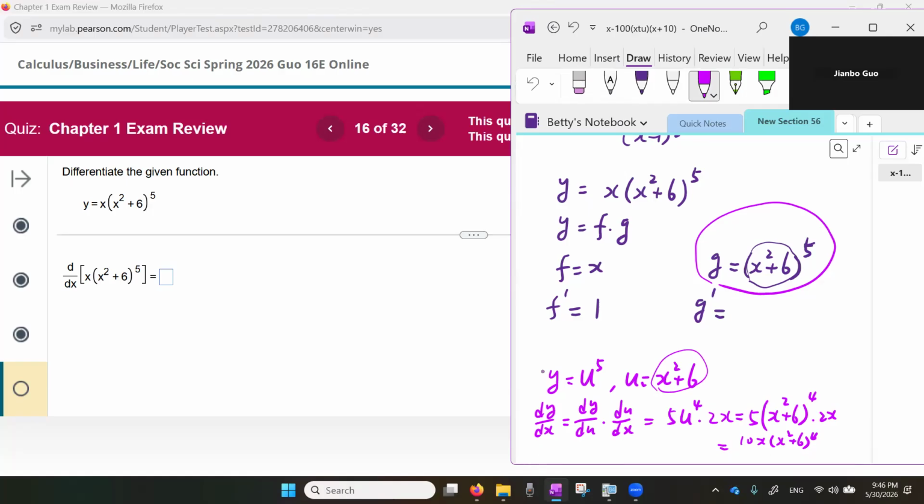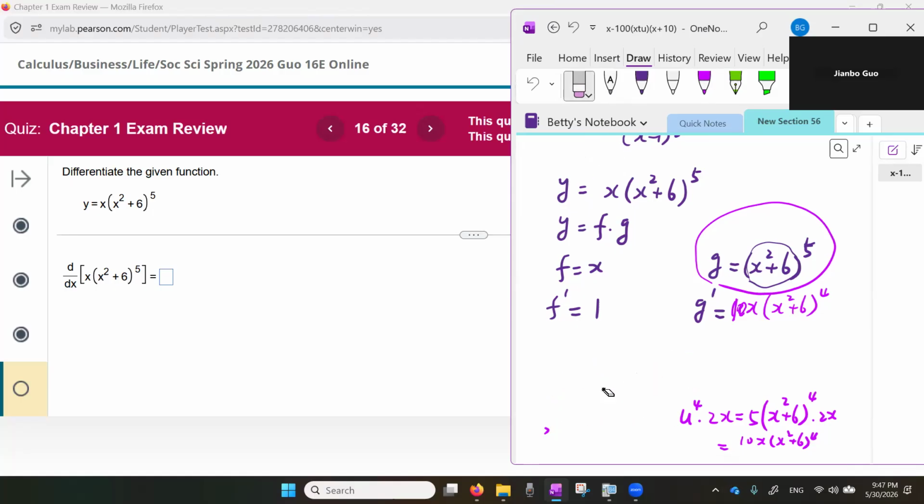So this part, we have 10x times (x squared plus 6) to the power 4, right? We apply the chain rule here. 10x times (x squared plus 6) to the power 4. This part is the difficult part. You can rewind to look at this part, the red part.